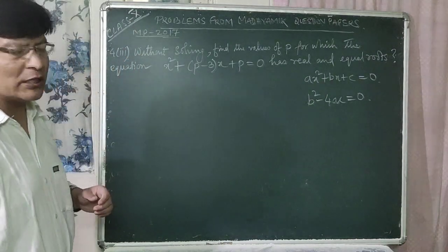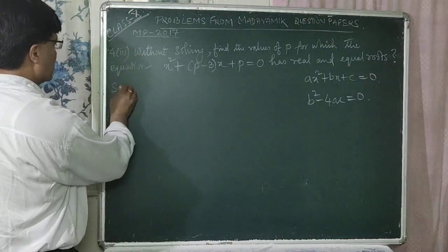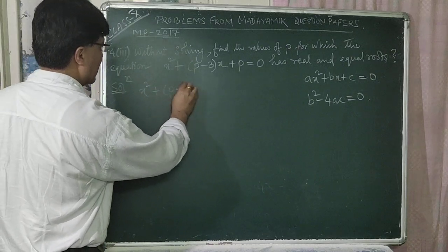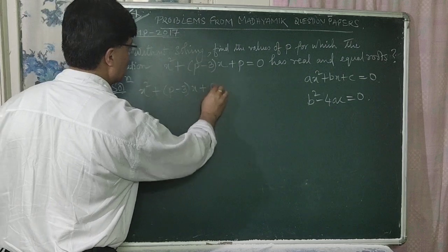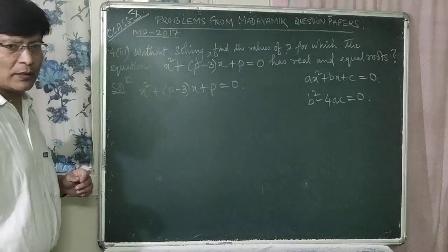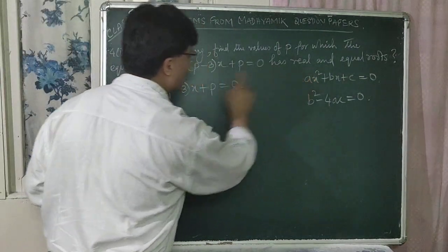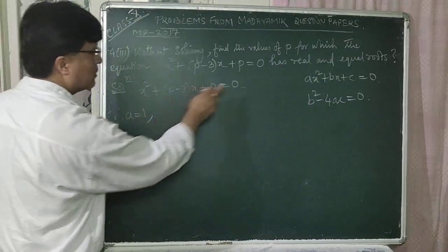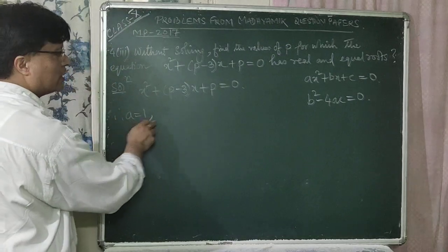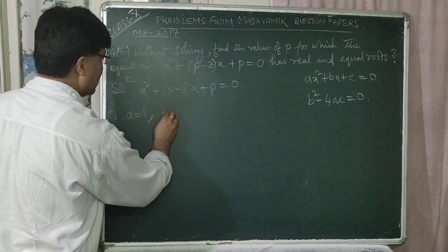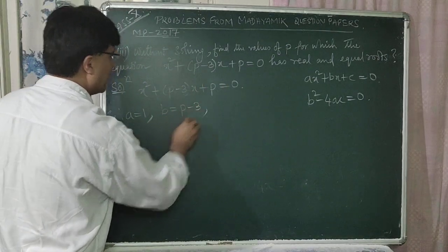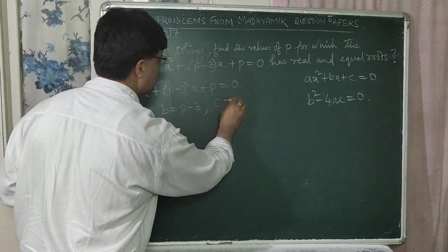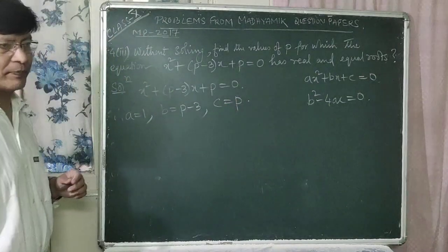Now let us write down the given quadratic equation here. So now this is the solution. x square plus (p minus 3) into x plus p is equal to 0. So let us compare these two equations. a is equal to 1. This is a is equal to 1, right? So b is equal to p minus 3. Okay, b is equal to p minus 3. And what is c here? c is equal to p.